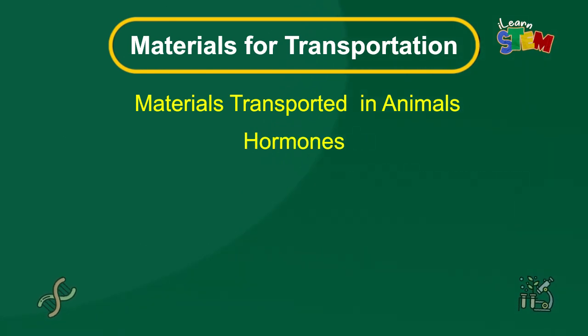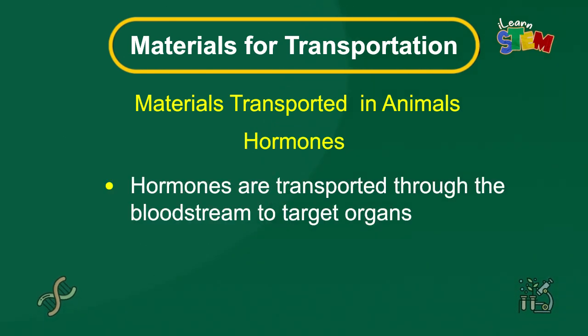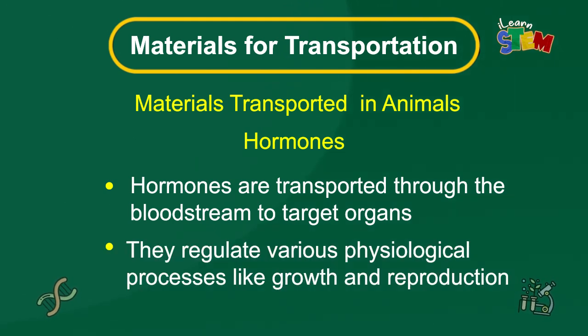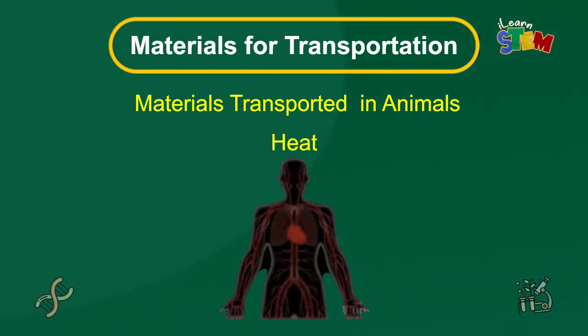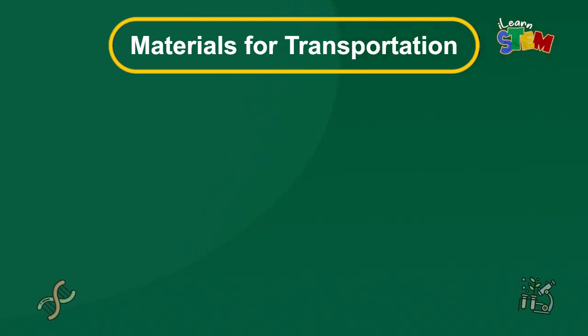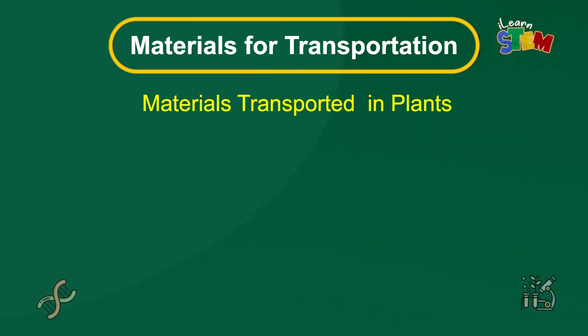6. Hormones. Hormones are transported through the bloodstream to target organs where they regulate various physiological processes like growth and reproduction. 7. Heat. Blood helps in distributing heat throughout the body to maintain a stable temperature. Now, let's see materials for transportation in plants.